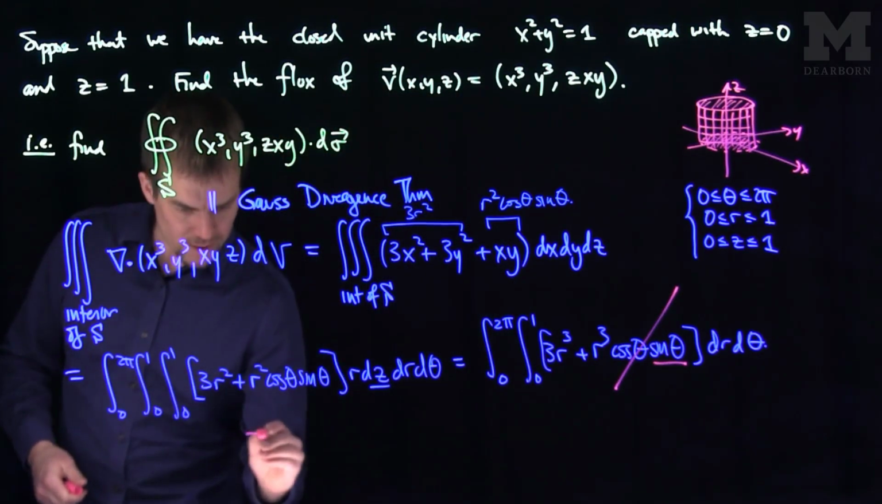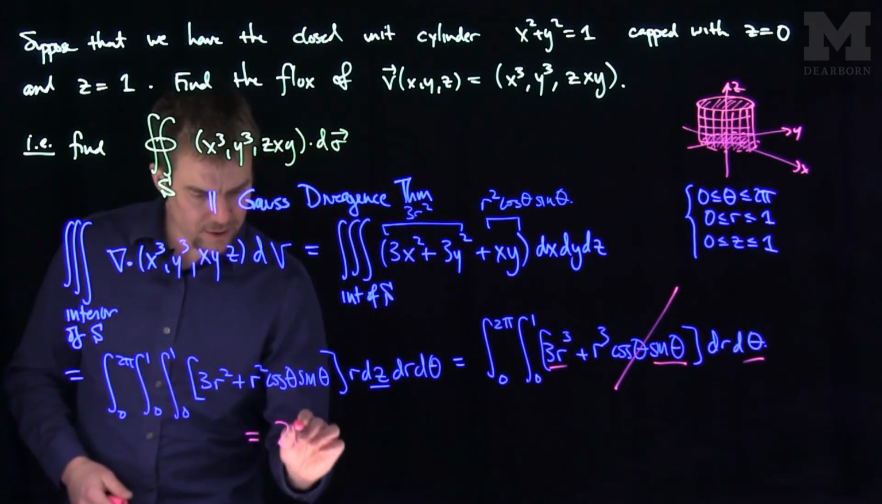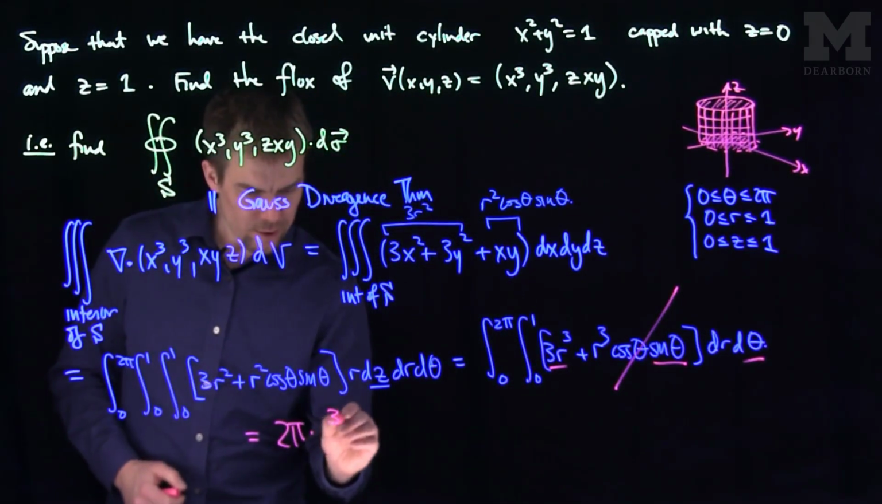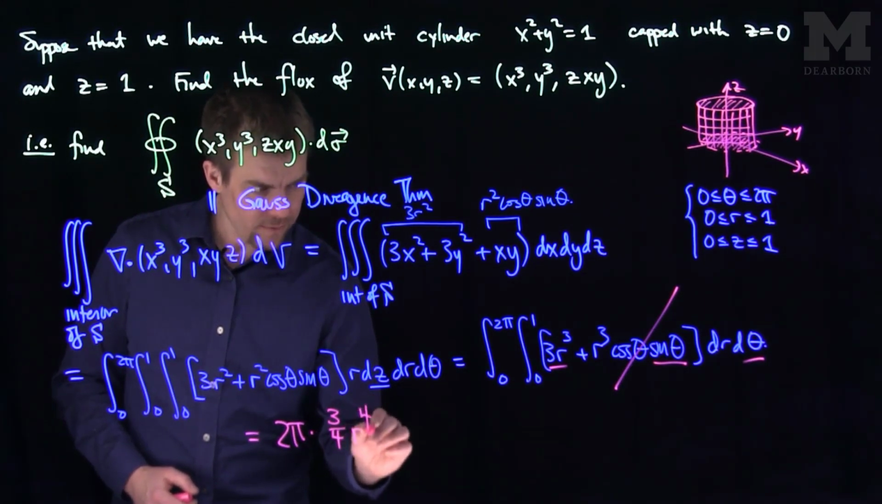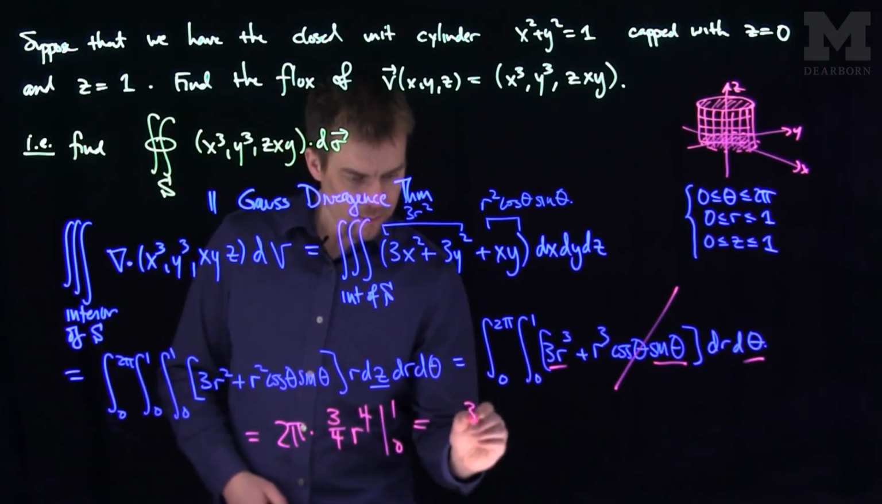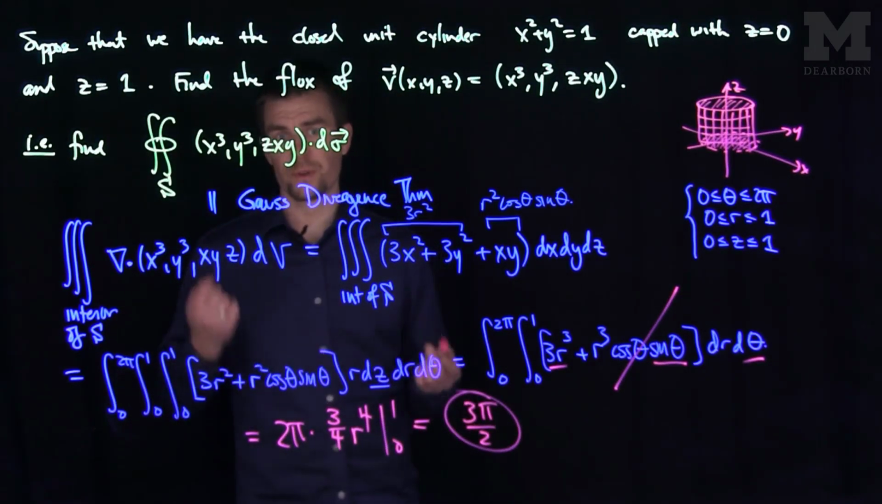So we're going to get a total of what? For my theta integral, there's no thetas over here, so I'll just get a 2 pi for my theta integration. And then I'm going to have 3r cubed. That's going to integrate to 3 over 4 r to the 4th from 0 to 1. So that's just going to be 3/4. So I'll have 3 pi over 2 as the flux of this vector field over the surface.